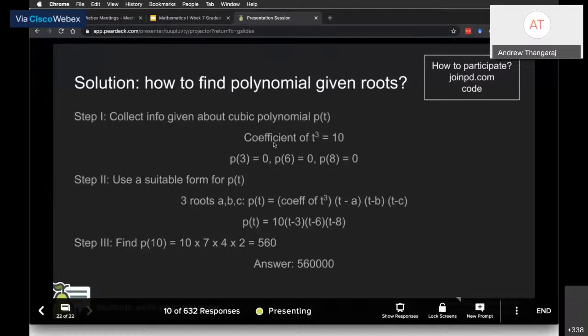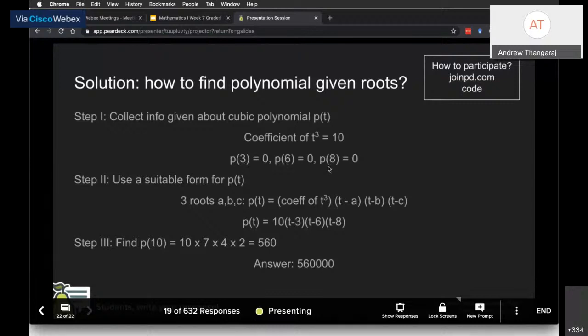Okay, so the question I want you to answer in this slide is, supposing the coefficient of t cube is given as 10, and then instead of saying P of 3 is 0, P of 6 is 0, P of 8 is 0, suppose instead of 0, I give you other numbers. Let's say P of 3 is 1, doesn't matter what it is, some number. P of 3 is 1, P of 6 is 2, and let's say P of 8 is minus 1. Just 3 numbers instead of 0, 0, 0.